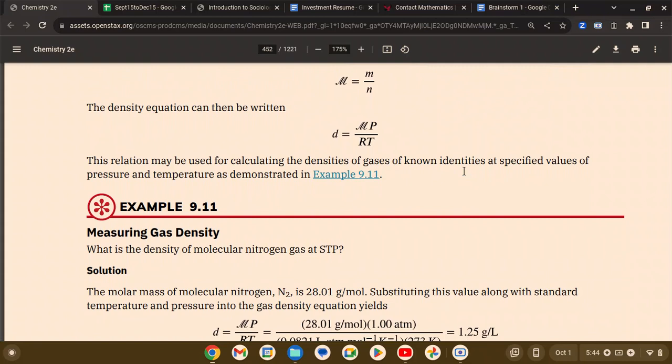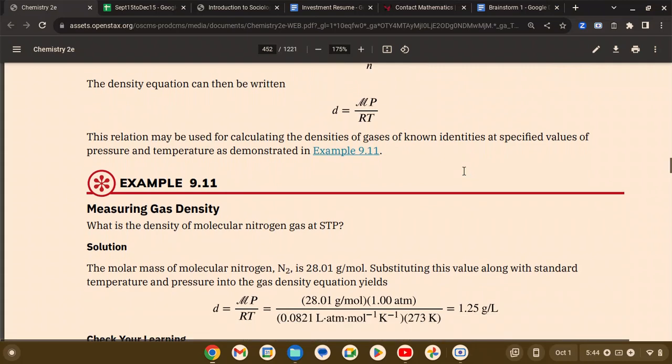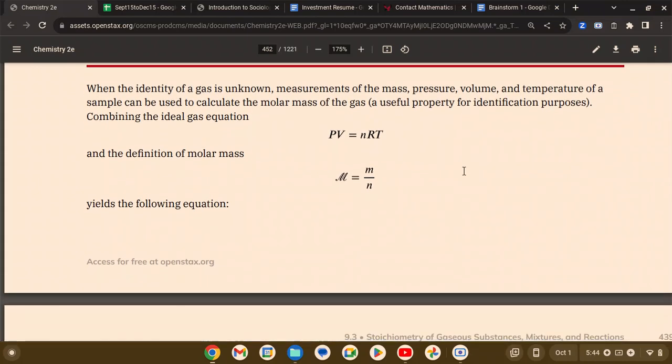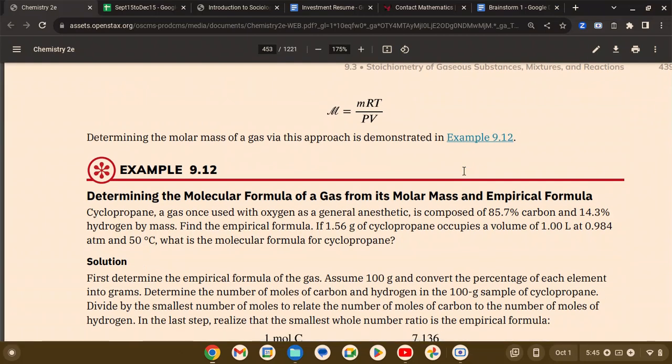This relationship may be used for calculating the densities of gases of known identities at specified values of pressure and temperature, as demonstrated in Example 9.11. When the identity of a gas is unknown, measurements of the mass, pressure, volume, and temperature of a sample can be used to calculate the molar mass of the gas. Combining the ideal gas equation, PV = nRT, and the definition of molar mass, M = m/n, yields the following equation: M = mRT/PV. Determining the molar mass of a gas via this approach is demonstrated in Example 9.12.